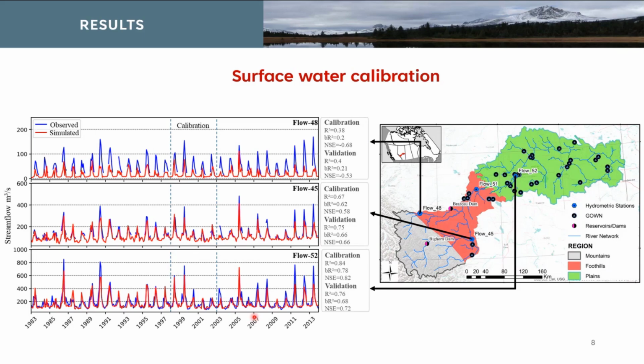So the simulation of the surface flow reproduces the seasonal variation. As you can see, the best performance of the model was reached in foothills and plains. Some example is station 45 and station 52 that is in foothills and plains. While the mountains, the performance was not the best. We compare with other models that have been developed in this area, and we found similar results.